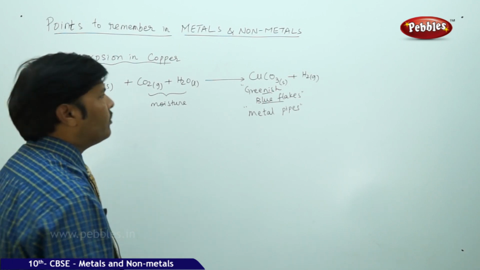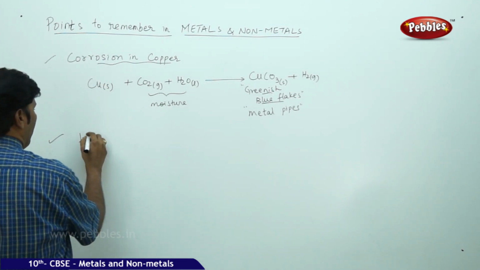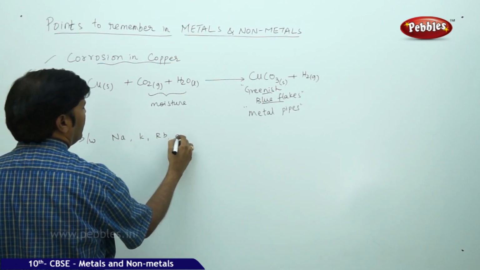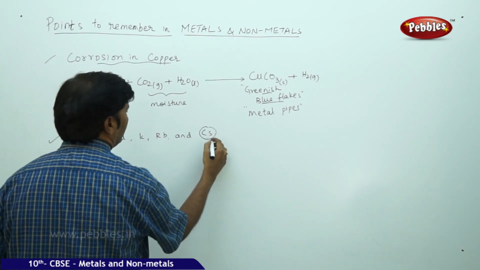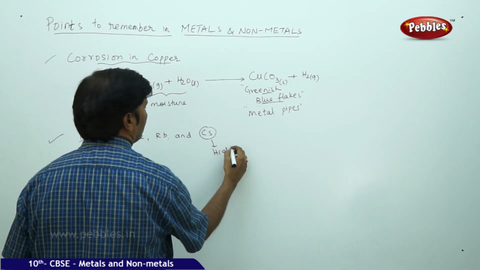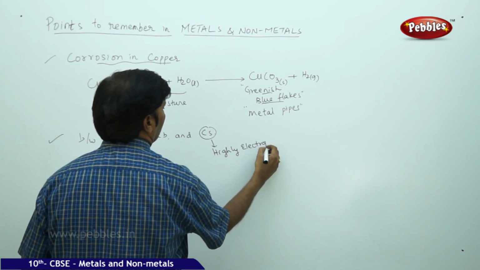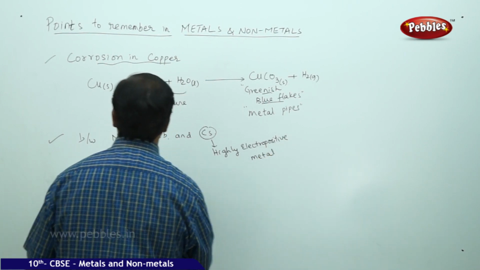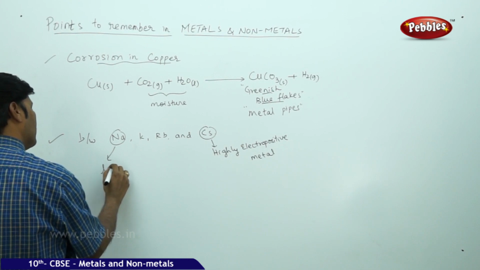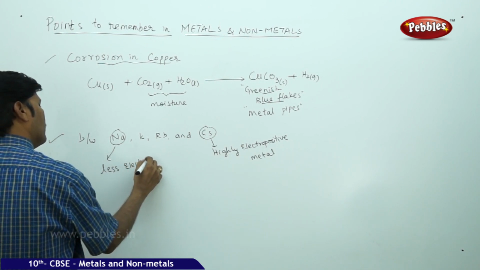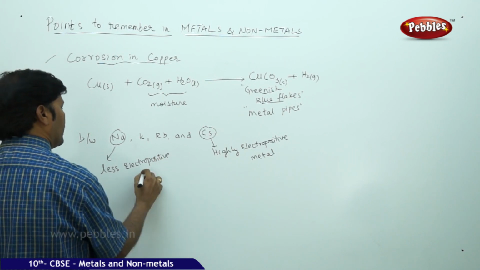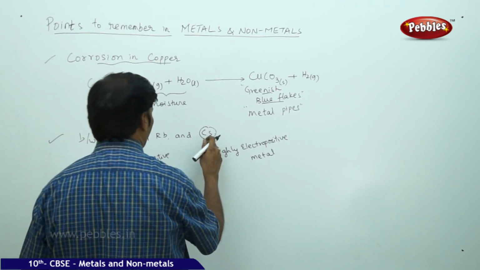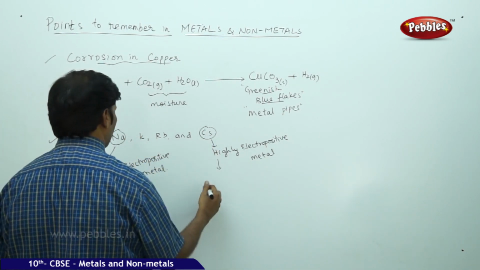Going back to reactivity, if we take sodium, potassium, rubidium and cesium, cesium is a highly electropositive metal. Sodium is a relatively less electropositive metal. And for cesium in particular, let us consider solubility.